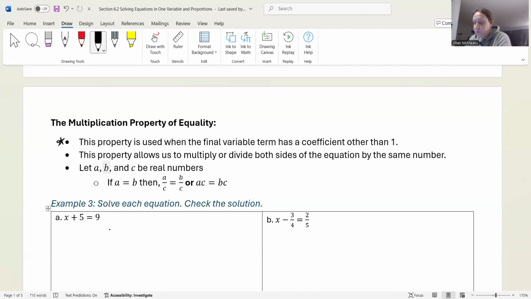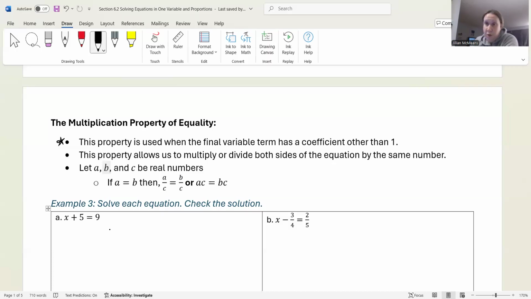Once we get to that point, if the variable has a coefficient other than 1, we would apply the multiplication property of equality. This property allows us to multiply or divide both sides of the equation by the same number. So kind of like the addition property of equality, but instead of adding or subtracting on both sides, here we multiply or divide. Again, we're going to let A, B, and C be real numbers. That means whole numbers, integers, decimals, fractions, just any kind of number that we're accustomed to working with. And we're told A is equal to B. So we know the left A is equal to the right B. If we take A and divide it by some value C, then we can maintain balance by taking B and dividing it by that same value C.